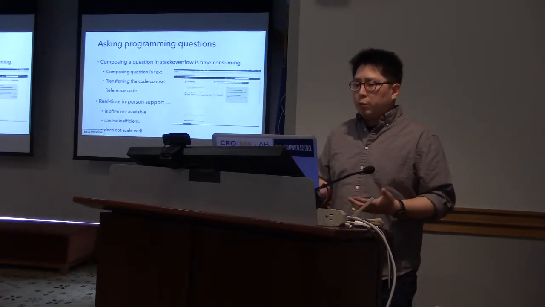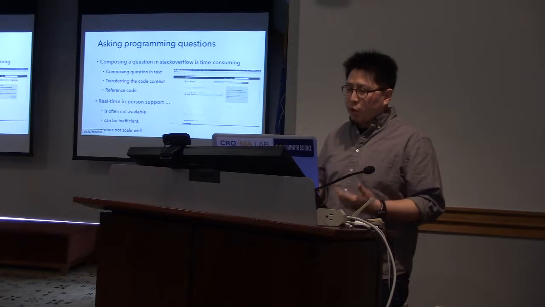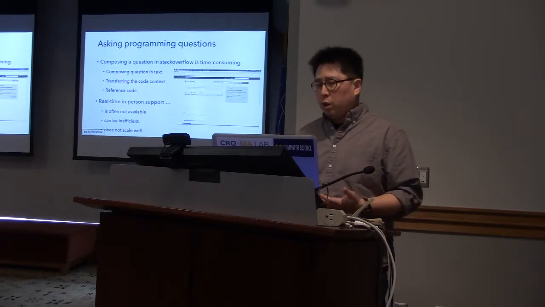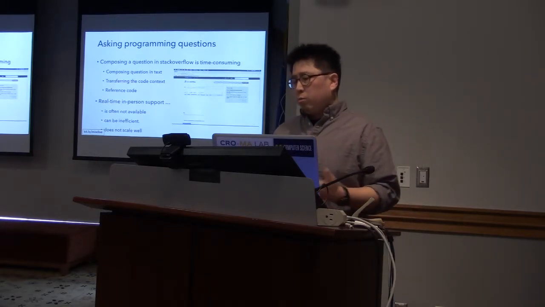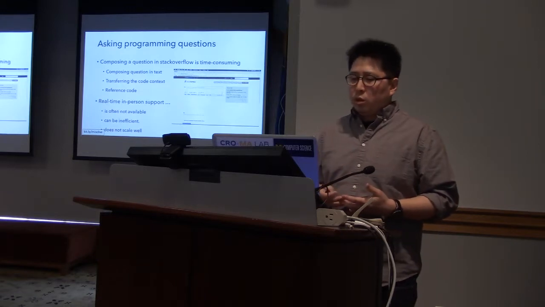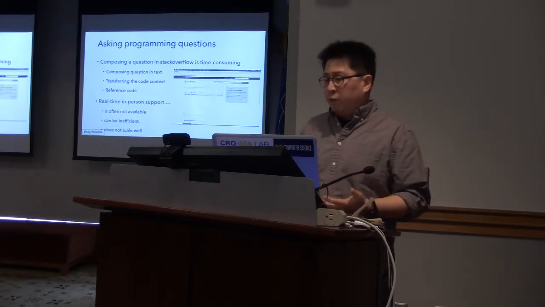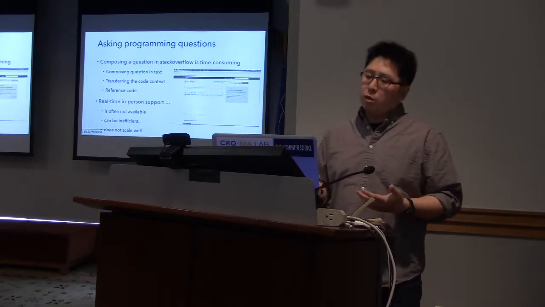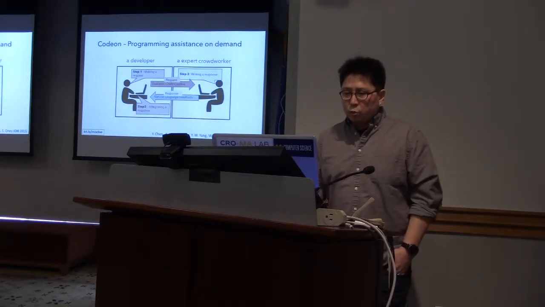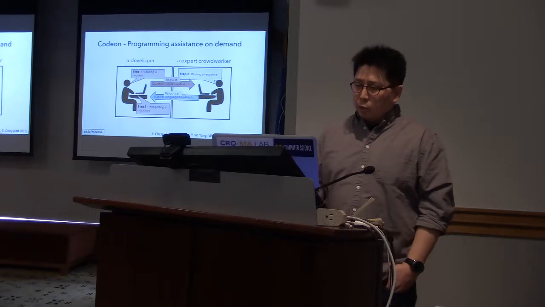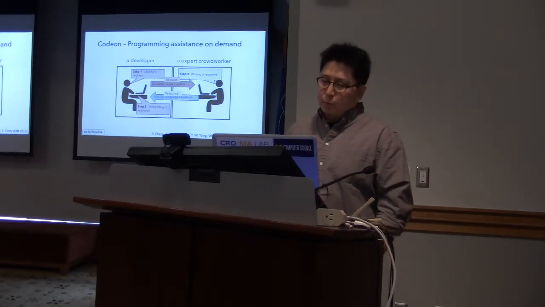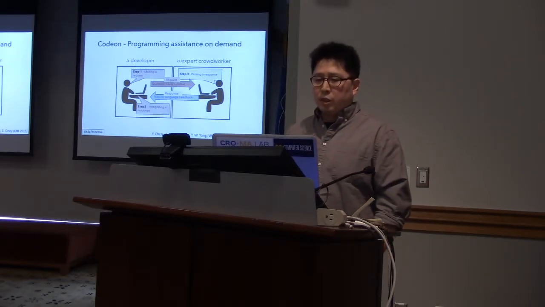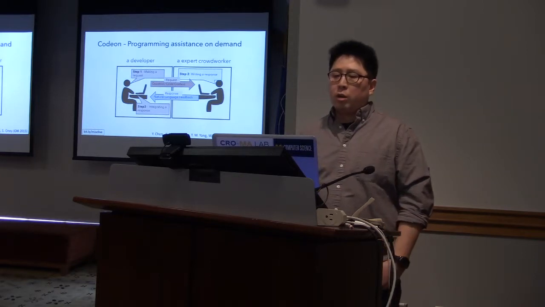So it would be ideal if you have a person right next to you who has the right expertise to answer the question, but such support is typically not available when you need it, and can be less efficient than working in parallel, and does not scale well. To answer this question, I and my co-authors built Codon, an interactive system for seeking programming assistance online.